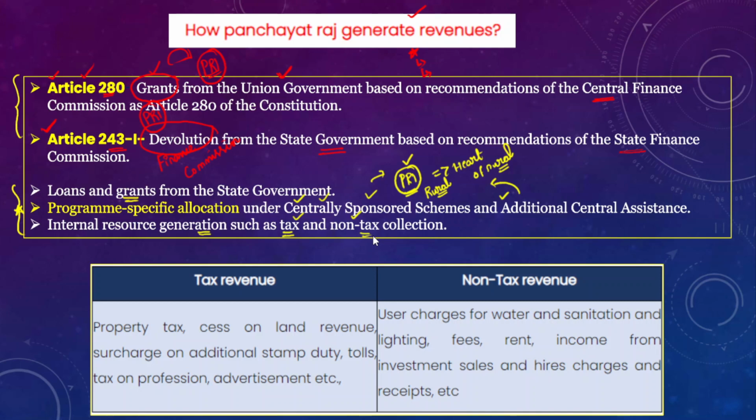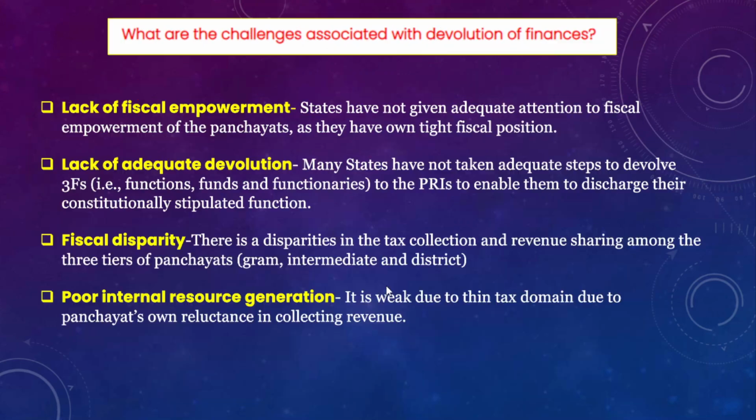So what does this dimension say? Firstly, the tax dimension includes property tax, cess on land revenue, surcharge on additional stamp duty, tolls, tax on profession, and advertisement. These form part of the tax revenue. Non-tax revenue primarily includes user charges for water, sanitation and lighting, fees, rent, and income from investment. All these form part of the non-tax revenue of the Panchayati Raj institutions.